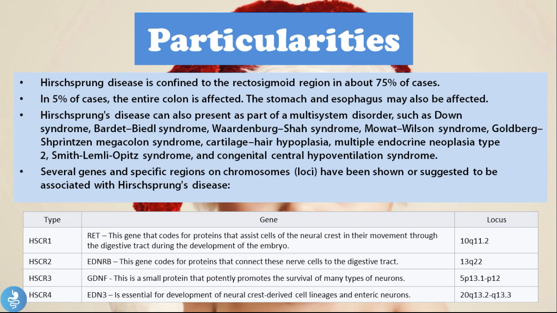The EDNRB gene codes for proteins that connect the nerve cells to the digestive tract. So again, if we have a problem here, we're going to have the disease present. The GDNF gene is also a protein that potentially promotes the survival of many types of neurons. And finally, we have the EDN3 gene, which is essential for the development of neural crest-derived cell lineages and enteric neurons. So as you can see, all these genes are required in one way or another for the proper development and function of those 3 nerve plexuses.